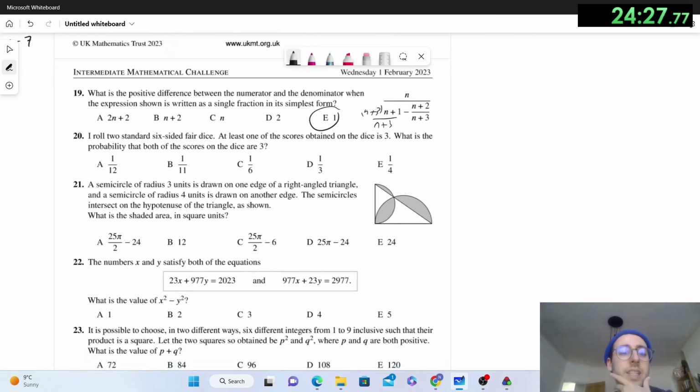I roll 2 standard 6-sided fair dice. At least one of the scores obtained with the dice is 3. What is the probability that both of the scores on the dice are 3? What? Okay, so there's only 3 options. So, okay. What about... So it's the probability of a 6... Oh no, of a 3 given that I have a 3.